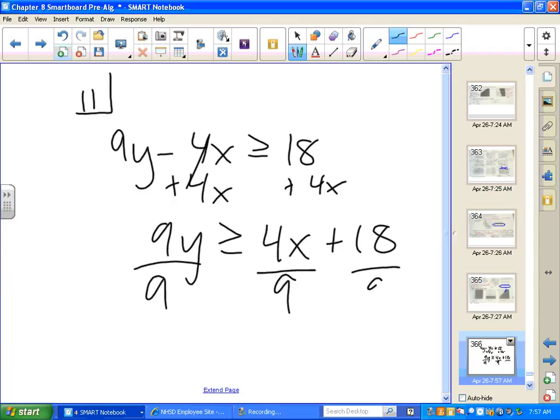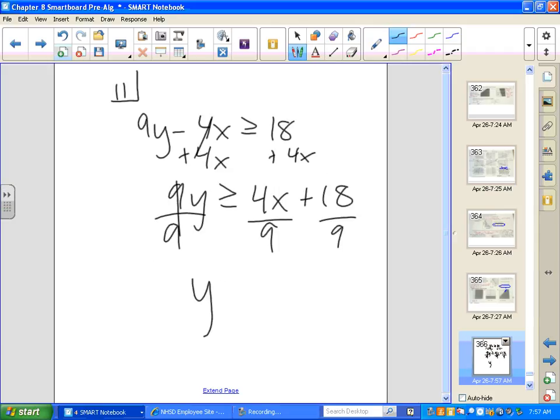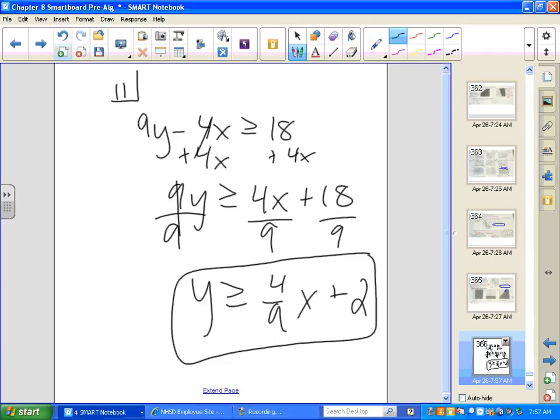Okay, so this is pretty much your answer. You get y greater than or equal to 4/9 x plus 2. Backwards? You mean it's 81? Okay. Try not to do that. Annalise.